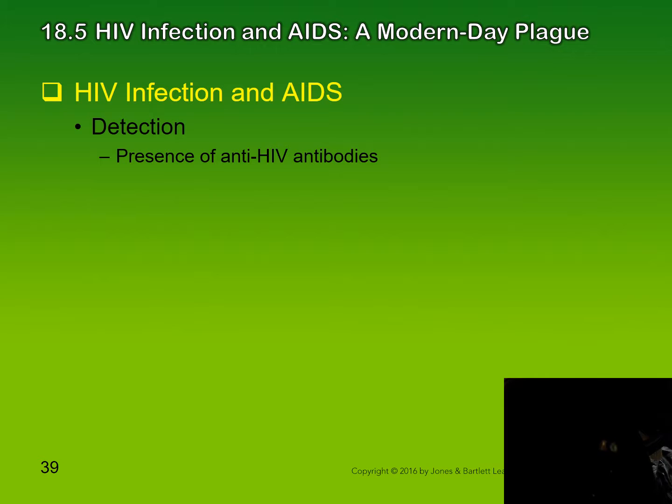One of the ways of testing for HIV is the presence of anti-HIV antibodies. This has to be done by a Western blot, which is a standard laboratory procedure where you're looking for a protein, which an antibody is, by a very specific type of other protein that will interact with it.